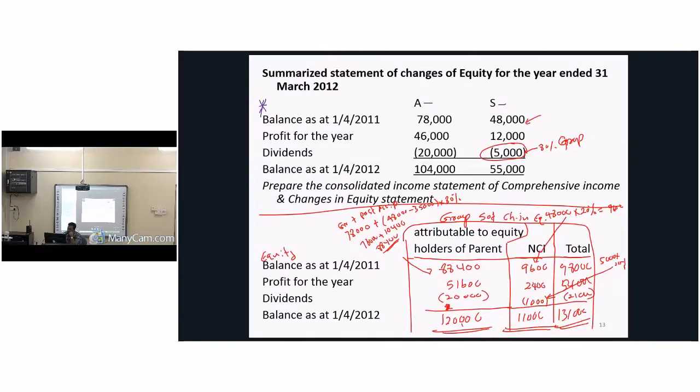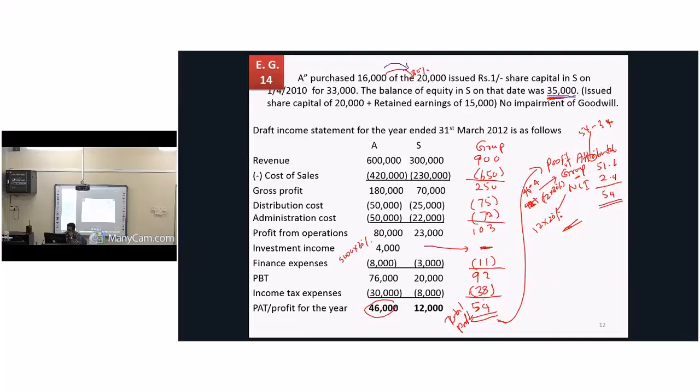There is no intercompany transaction here. Therefore, it's straightforward. No adjustments for the first line. We take revenue as it is, 900. No adjustments for cost of sales. Take as it is, 650. That's the sum of those two. No adjustments for distribution cost, take as it is. No adjustments for administration cost, take as it is. Sum of those two. Then profit from operations we can take as 103.